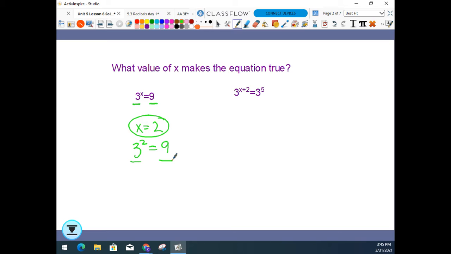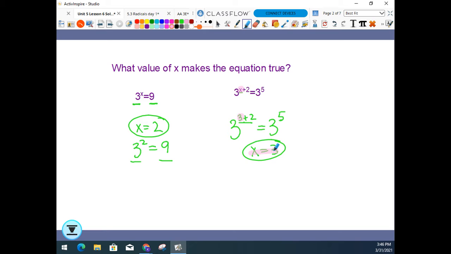So think about the second equation. What would make the left side equal the right side? What number makes the exponent on this side 5? So 3 plus 2 makes 5. So x has to be 3. This x has to be a 3 for the equations to be equal.